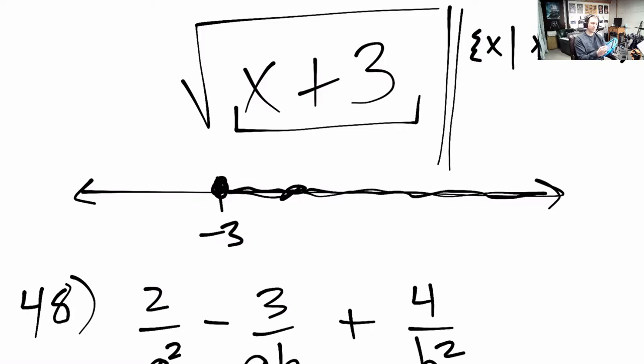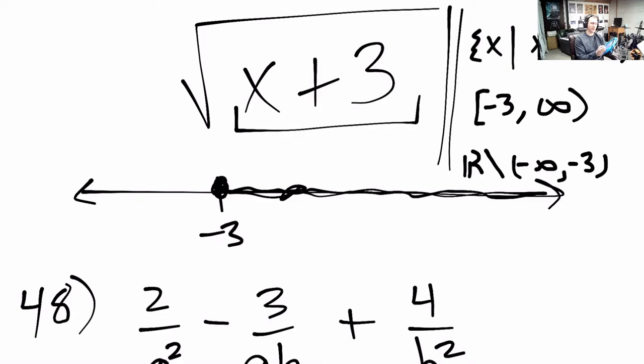In interval notation, negative 3 with a square bracket to represent that we can use negative 3, to positive infinity. And the other notation I showed you is actually not more succinct in this case. It's all real numbers from negative infinity to negative 3, not including negative 3. So it's actually harder to write that out. It's longer. Those all describe the same set of numbers. So that was the answer. Okay, so back to this one.